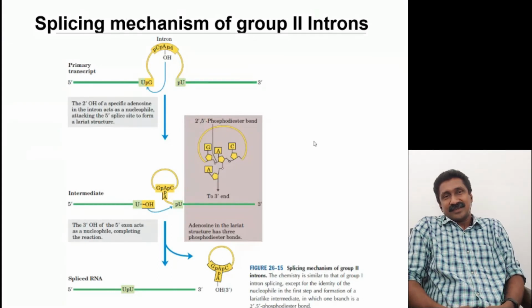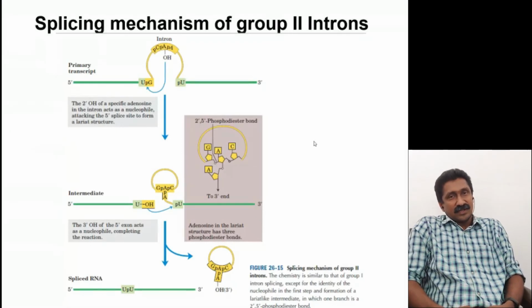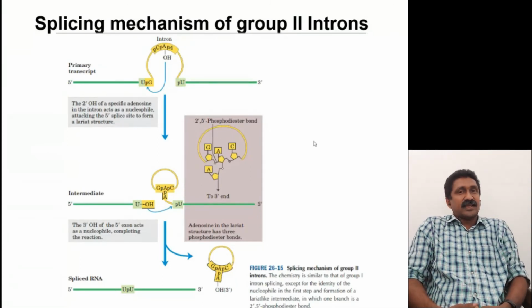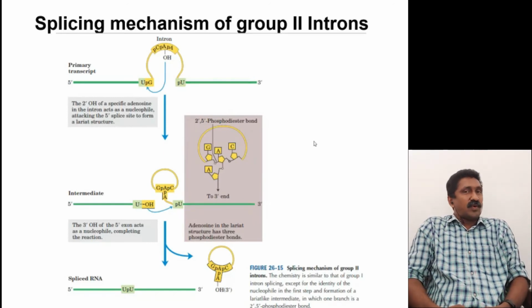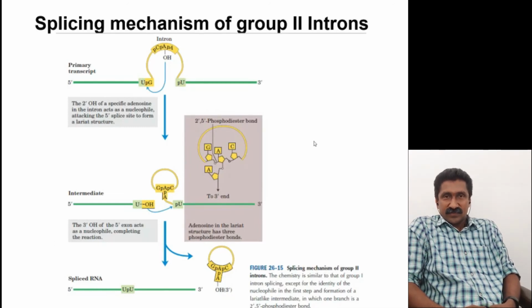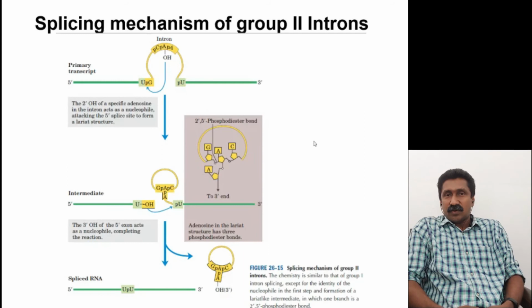What is the difference between DNA and RNA? DNA has only the 3' OH, whereas the second OH is removed in the deoxyribose. In ribose we have the 2' OH, and since RNA uses ribose, the 2' OH is already present in the RNA. So all the ribose sugars used in RNA have the 2' OH.